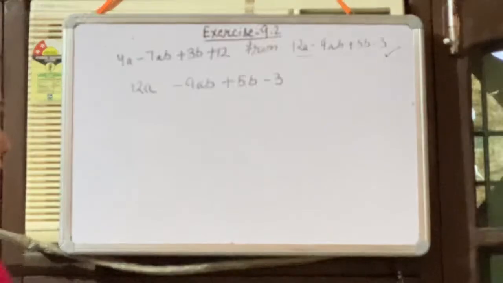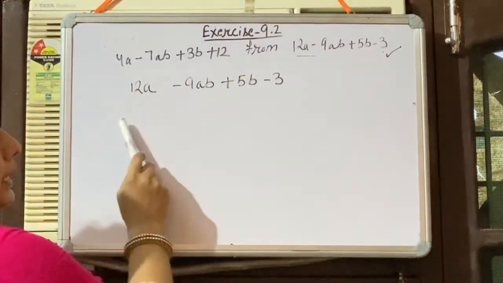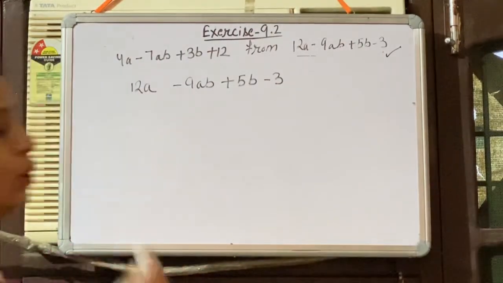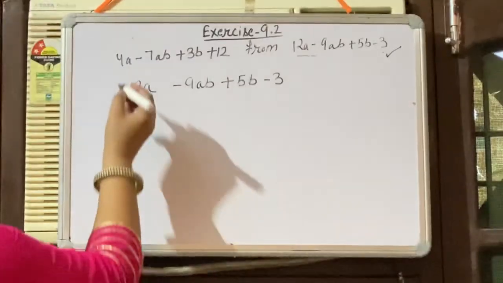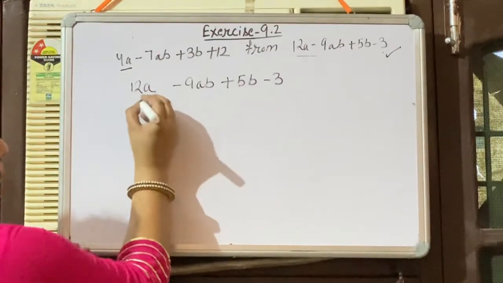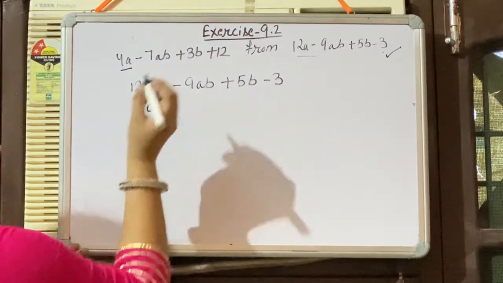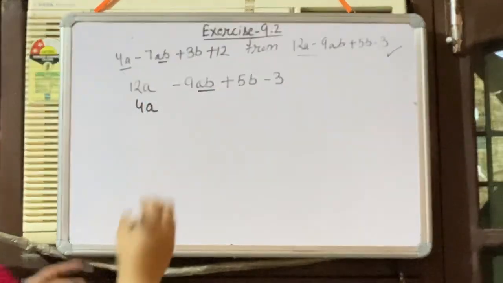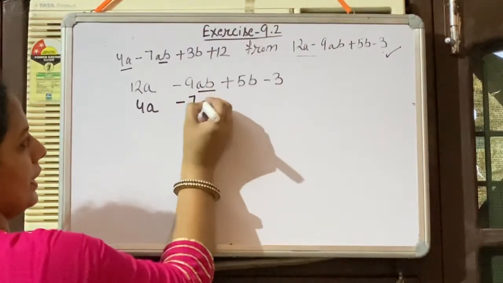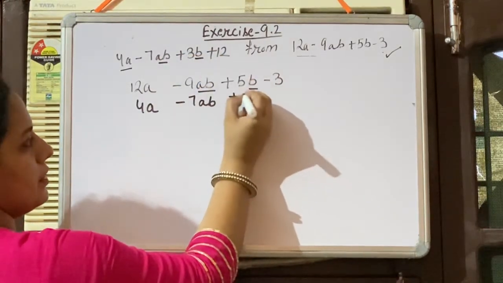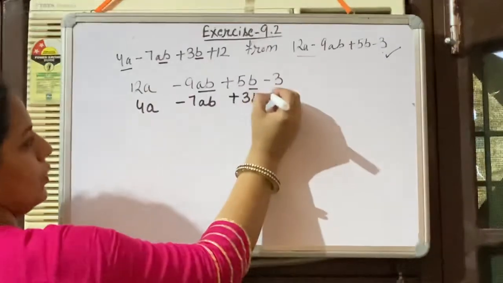After this, write this algebraic expression in the second row, but below the like terms. First term we have of 4a, we can write here below 12a. Then ab, this is also a term of ab, with minus sign, 7ab. 3b, like terms, then 12.